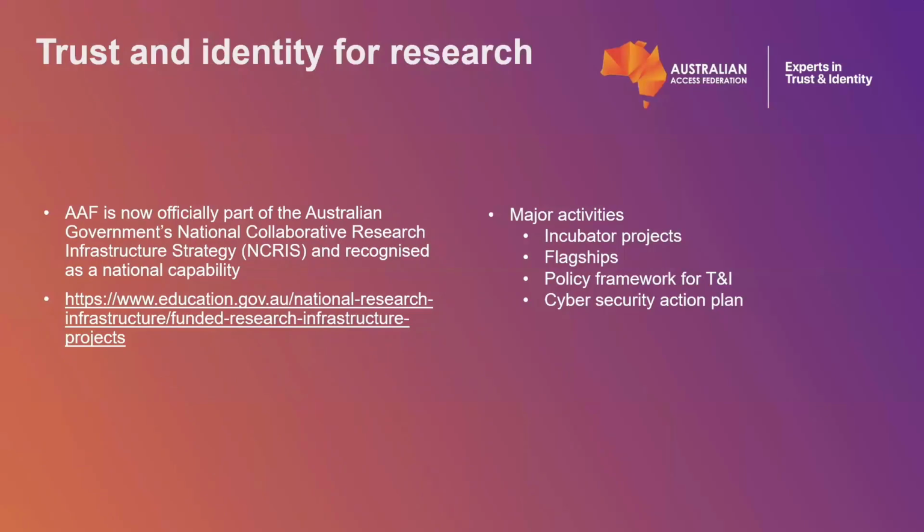Trust and Identity for Research. AF is now officially part of the government's National Collaboration Research Infrastructure Strategy, or NCRIS, and is recognised as a national capability. So the government has actually seen us and is actually funding us for some of the activities that we're doing, which has meant we've been able to grow our staffing footprint significantly. There'll be more information if you want to have a look at what NCRIS is on that link there. It's basically all the national infrastructure groups working together, and as part of that, we provide the identity part of that infrastructure.